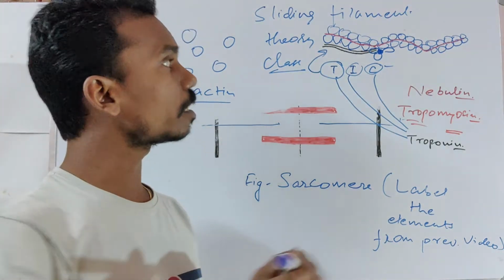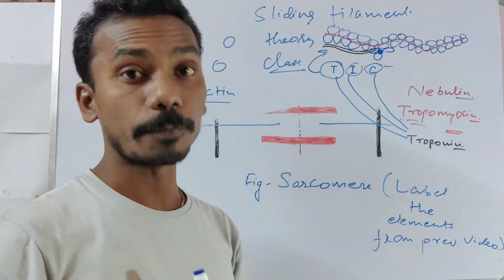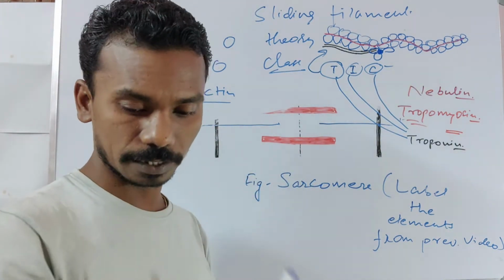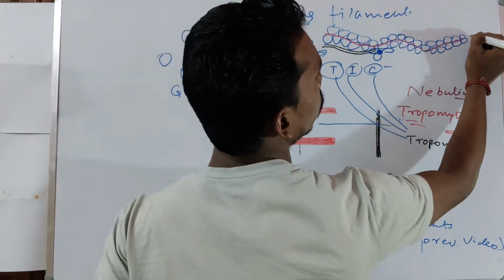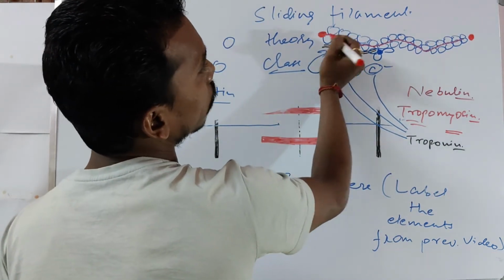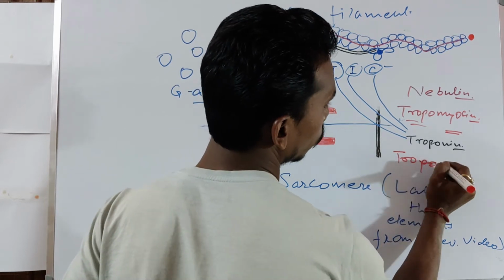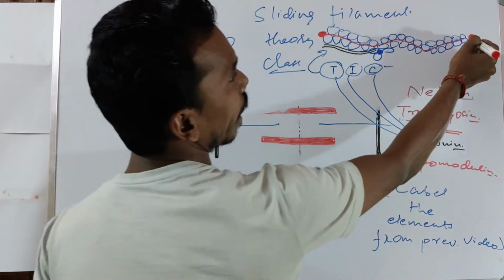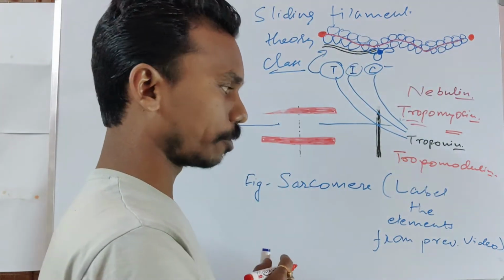So this is the basic structure of the actin microfilament. Some other proteins are also present here. We'll discuss these also. The protein is tropomodulin. The two ends have tropomodulin, which actually fixes or defines the length of this actin microfilament.